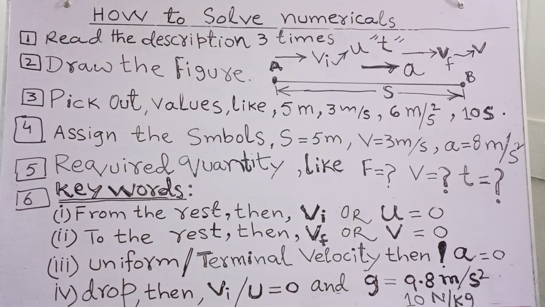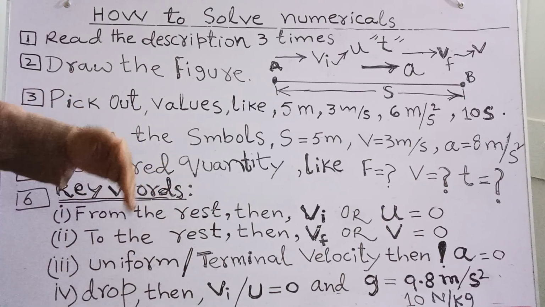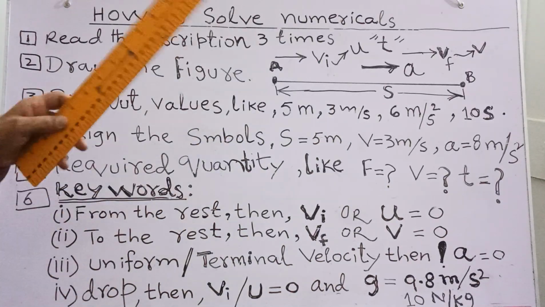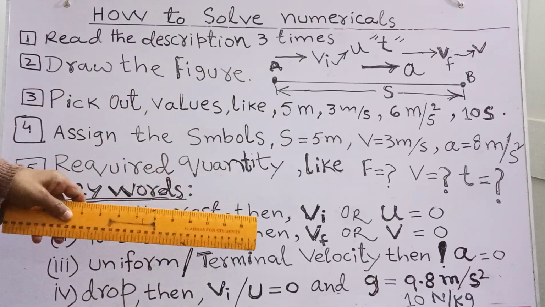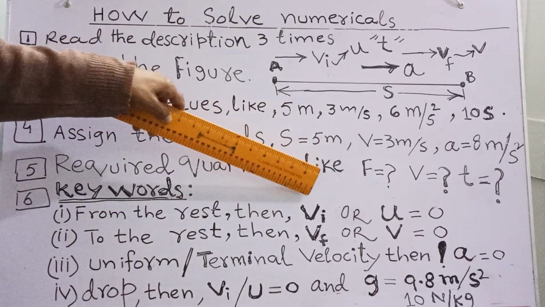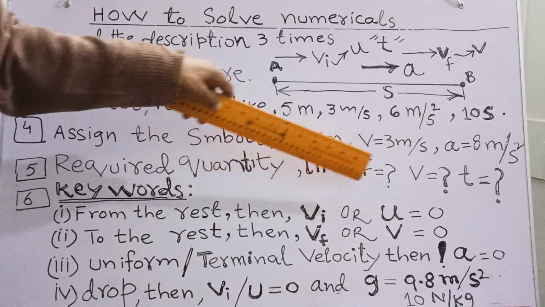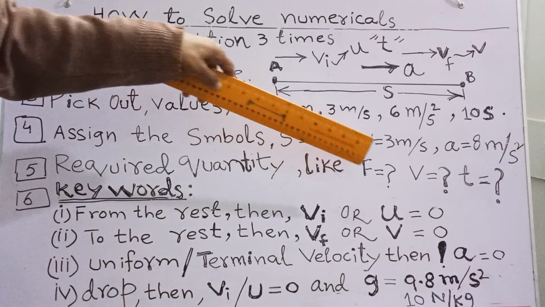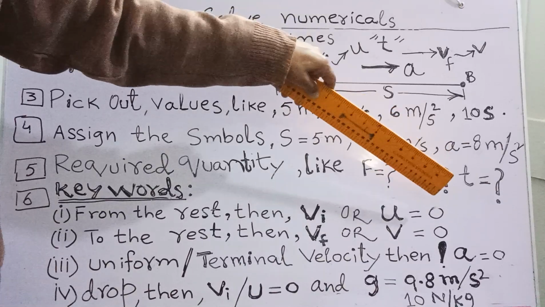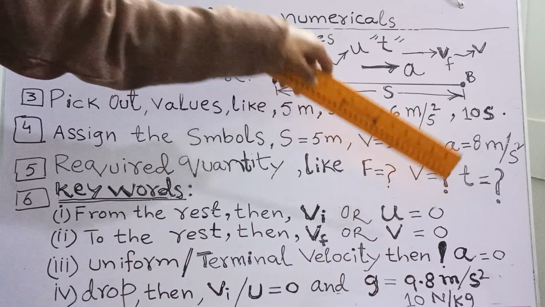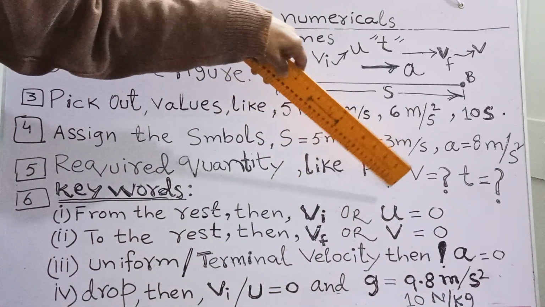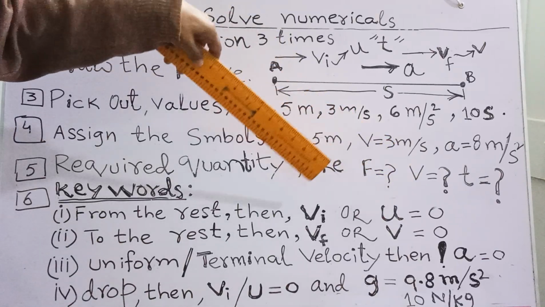If you see the words "from the rest," it means the body is starting the journey from rest, and it means the initial velocity or starting velocity of the body will be taken as 0. Initial velocity is given by the symbol vi, or in Cambridge books by the symbol u. So "from the rest" means put 0 for the initial velocity or initial speed, which is denoted by u in Cambridge or vi in other books.